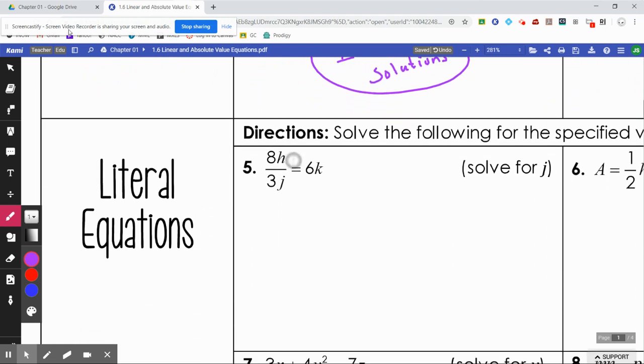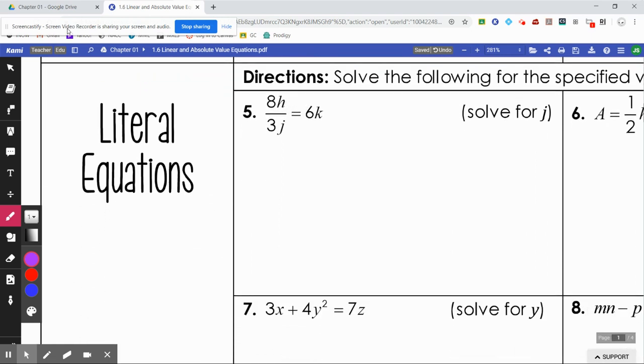Next up, we're going to be dealing with literal equations, and a literal equation is just another name for a formula. Kind of like y equals mx plus b, e equals mc squared. We're going to be solving this for a certain variable. So like here, we're trying to get our j by itself.